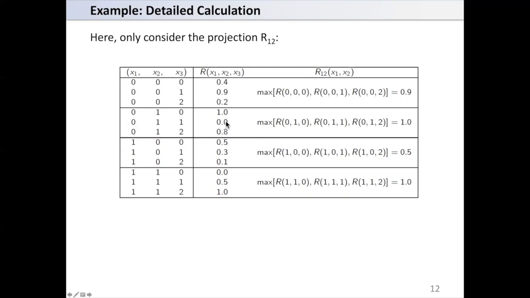And similarly, as explained previously, the maximum value is considered as the value of the projection. For these three, the maximum is 0.5, and for those, the maximum is 1, 0. So the projection has value 1, 0.